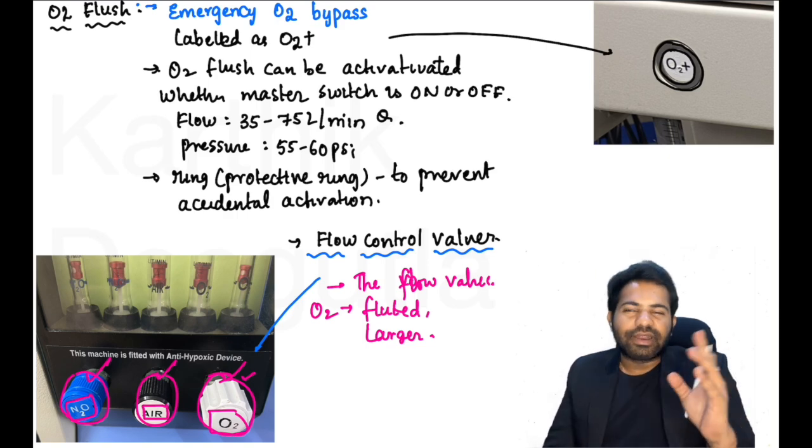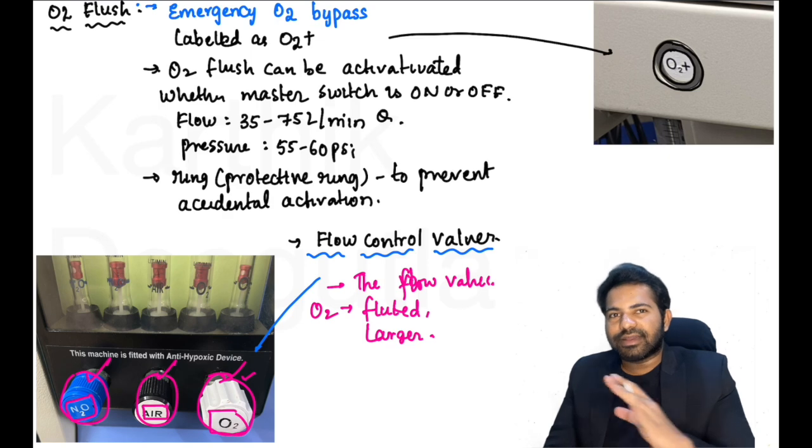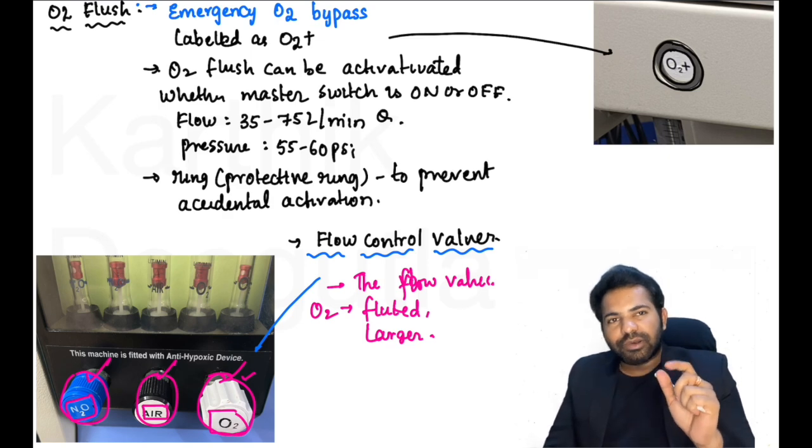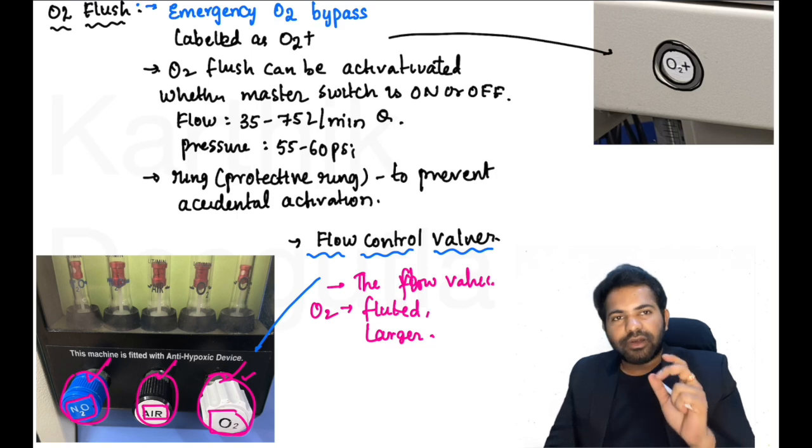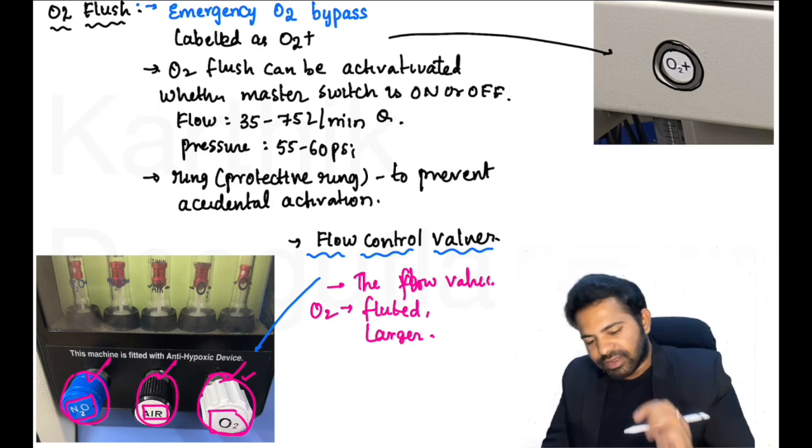Even when there is a power cut in the OT and you can't see anything, by just palpating the flow control valves, you can identify whether you are switching on or off an oxygen flow meter or a nitrous oxide flow meter. So this is very important.